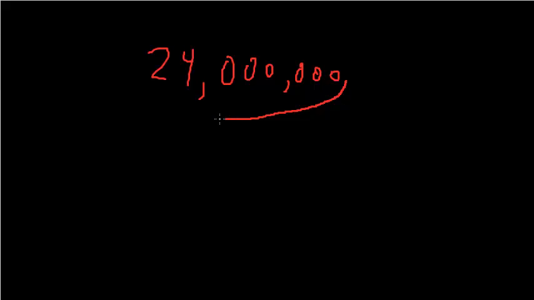So if I take 24 million, and I want to write this in scientific notation, instead of having the decimal at the end of the number, I move it just after my first non-zero digit. So I have 2.4 times 10 now to the 7th power, because I moved it 7 places.